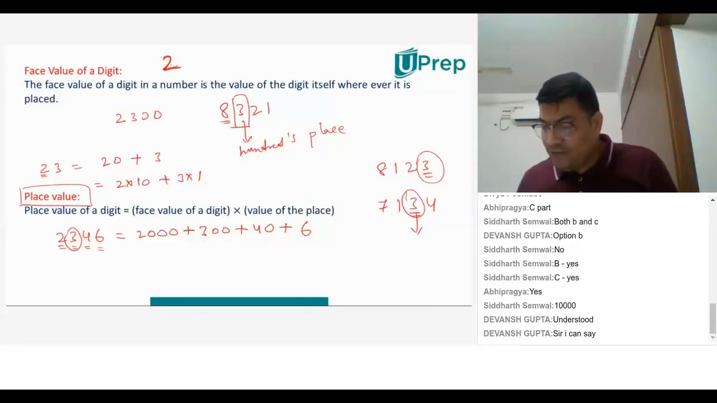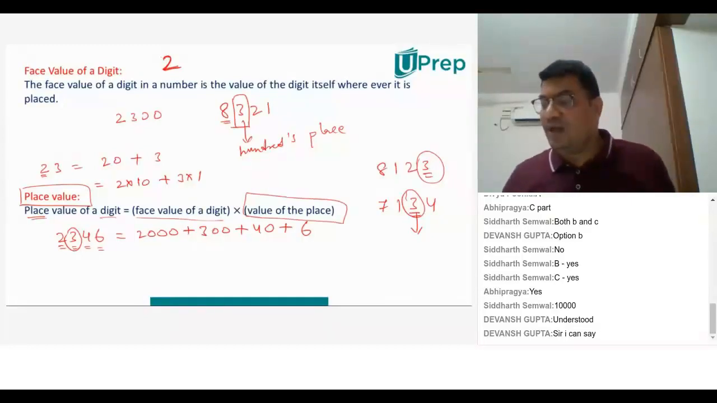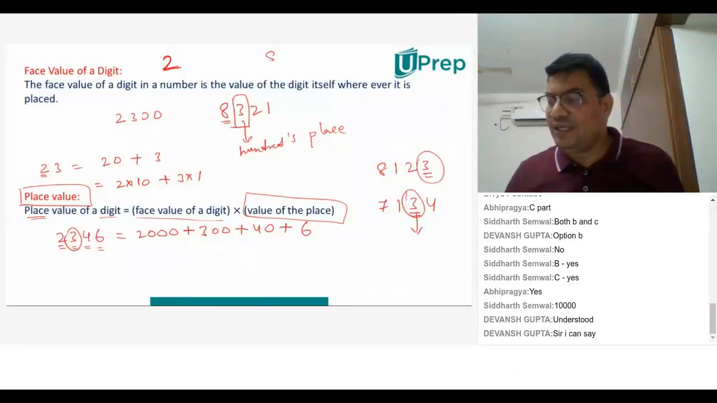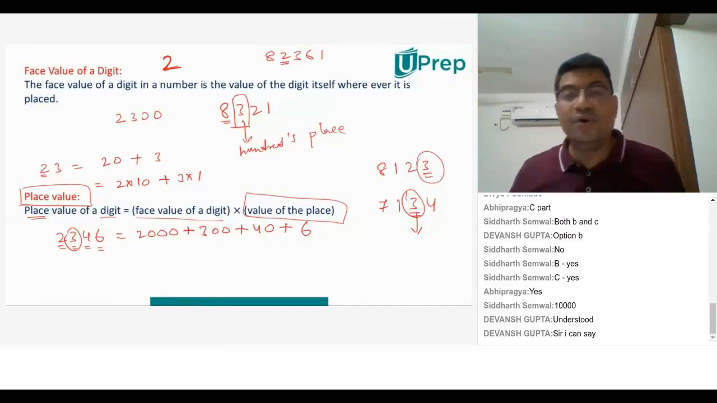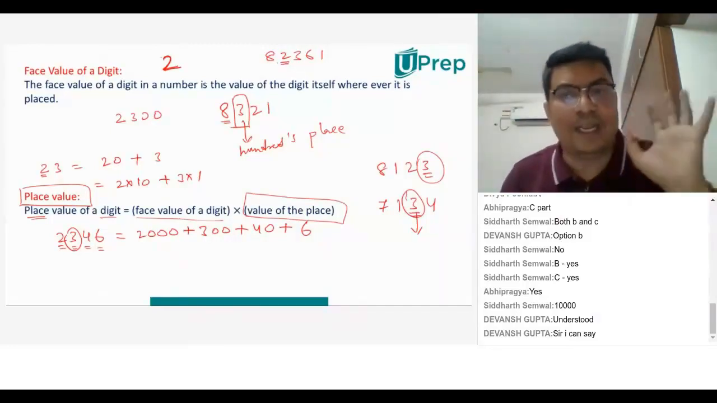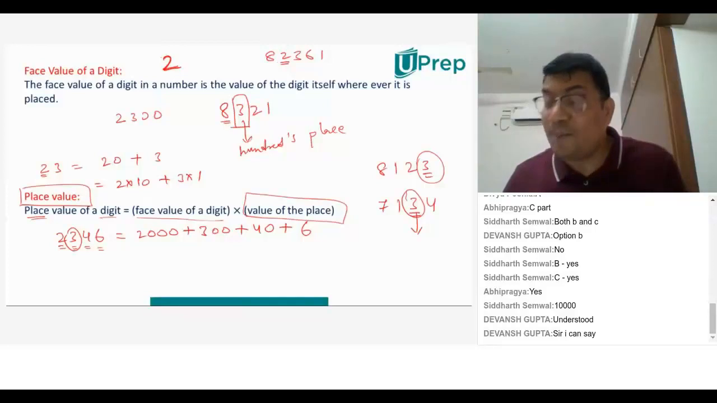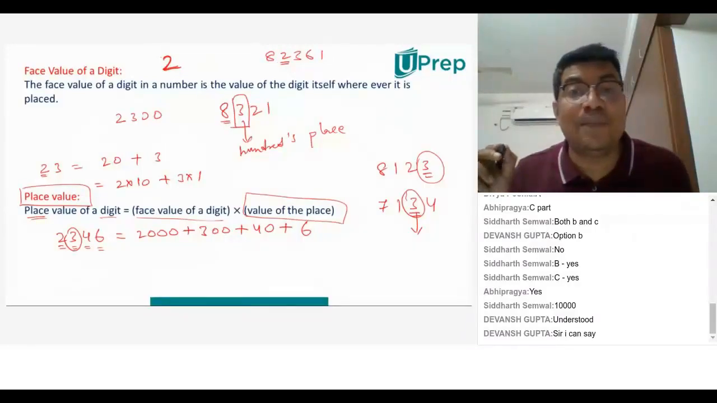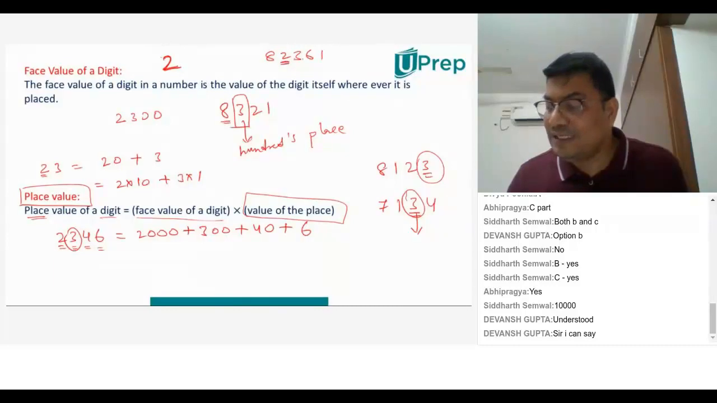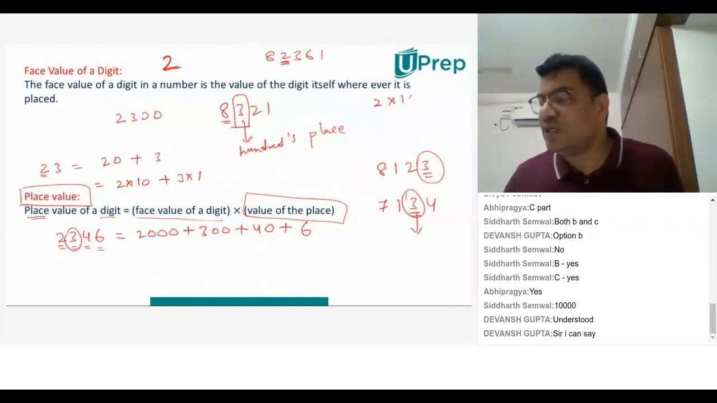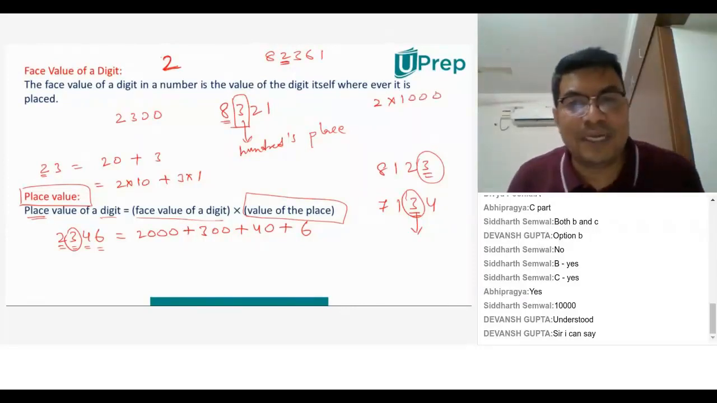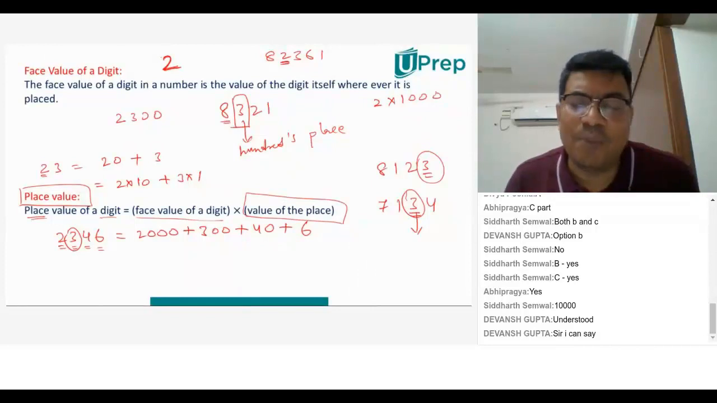It's very simple. The place value of a digit is always the face value multiplied by the value of the place. For example, take 8, 2, 3, 6, 1. What is the face value of 2? The face value of 2 will remain 2 only. Whereas if someone asks you the place value of 2, it's in the thousands place. Therefore, it is 2 into 1000. That's how we understand place value and face value. I hope everyone has understood.